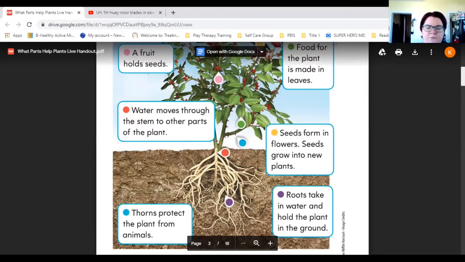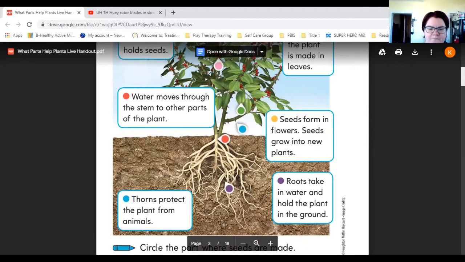Well, that's its way of protecting itself. And then there are the roots. The purple spot is the roots. They take in the water. Remember, the plant drinks. And then they hold the plant in the ground. So the roots of a plant are kind of like your feet. They keep you in place and stop you from falling over.